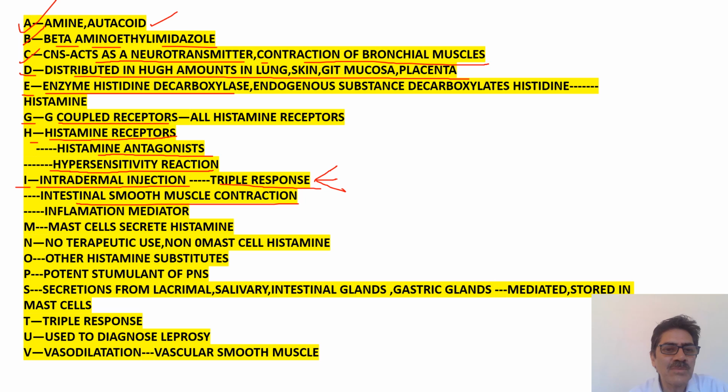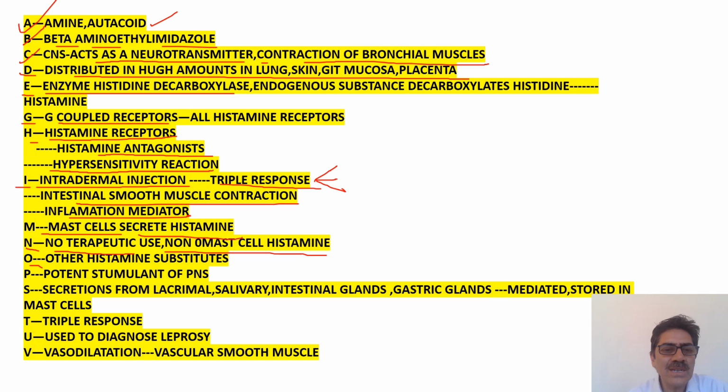It is an inflammation mediator. This is letter I, M. It is located within mast cells. They secrete a lot of histamine. Mast cells, upon degranulation, release histamine. N, it has no therapeutic use. However, non-mast cell histamine may be used somewhere, but it has no therapeutic use at all.